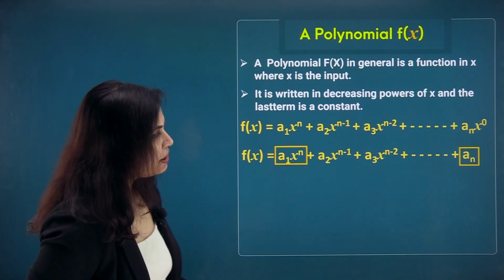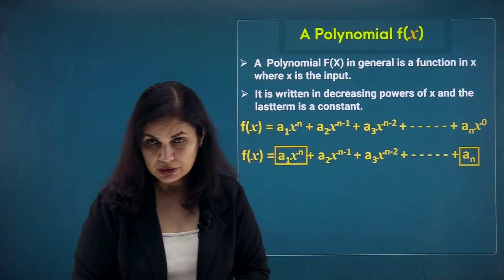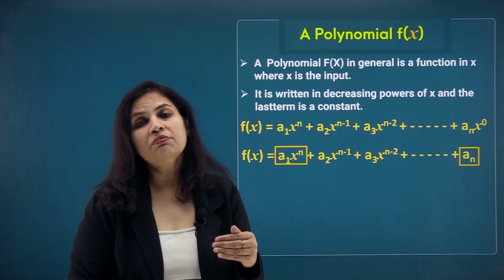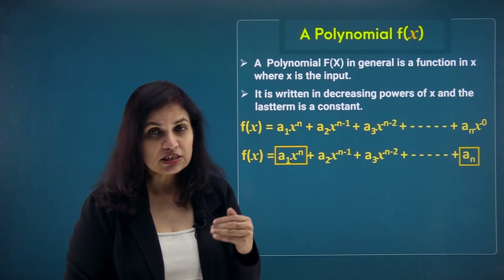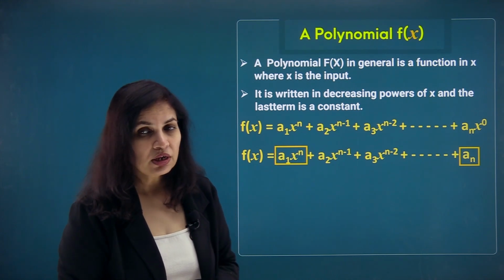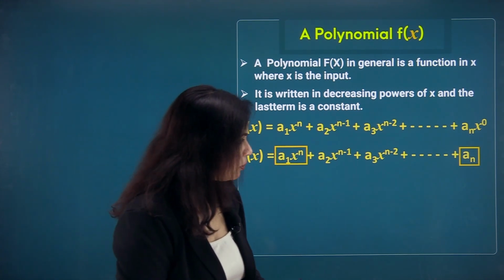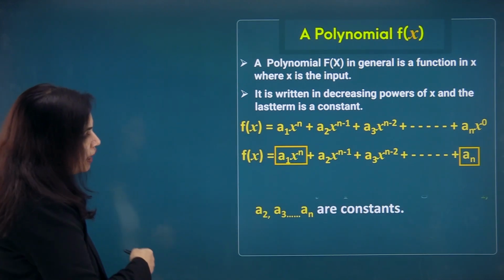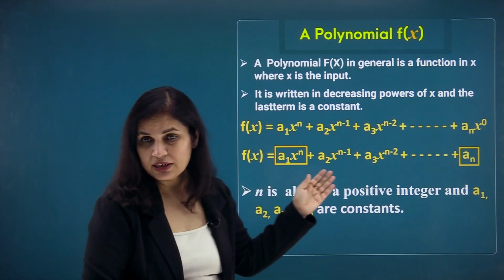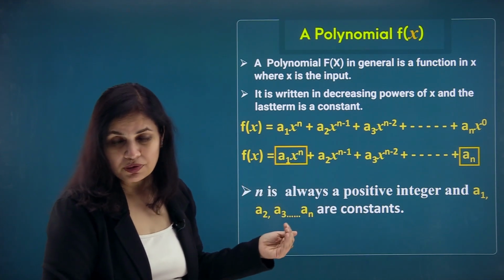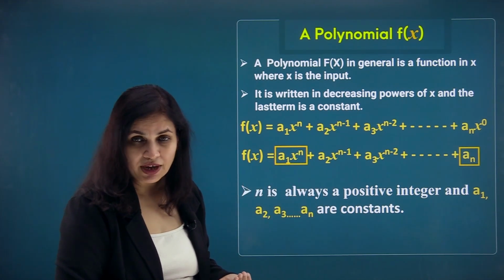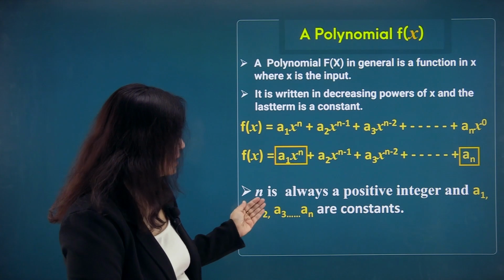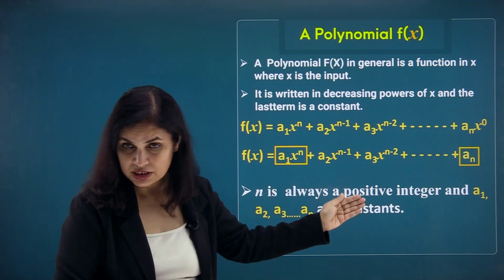So always remember, be it any polynomial, the first term will carry the highest degree or highest power of the polynomial, and the last term will be a constant term. What are the other properties? What are these a1, a2, a3? What is the property of x and what is the property of n? n is always a positive integer.